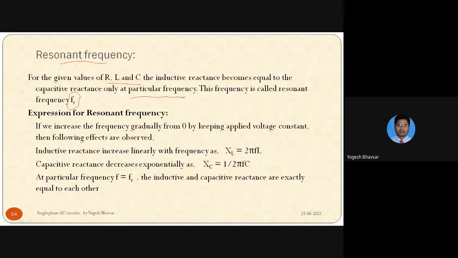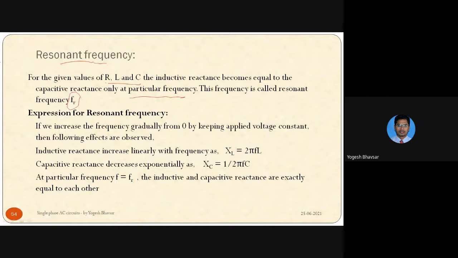So what is resonance frequency? At a particular frequency, the inductive reactance XL becomes equal to capacitive reactance XC. At that particular condition, whatever the frequency, that frequency is known as resonance frequency. That is, the frequency at which resonance occurs is called the resonance frequency. Very simple. Now we can derive the expression for the resonance frequency.